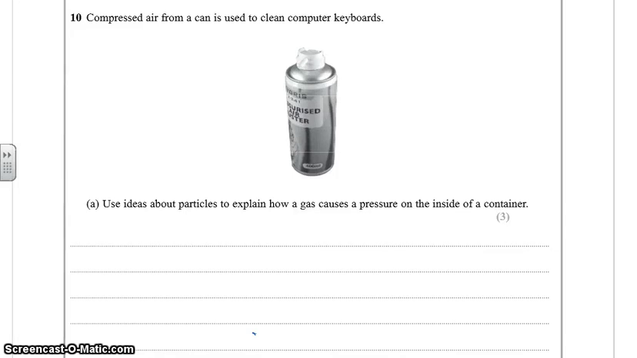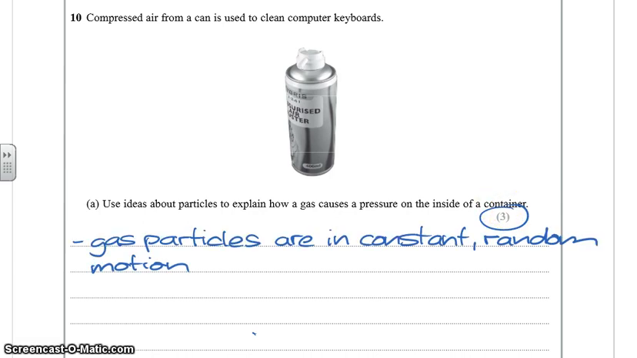Question 10. Use ideas about particles to explain how a gas causes a pressure on the inside of a container. It's 3 marks, so they're looking for 3 bullet points.